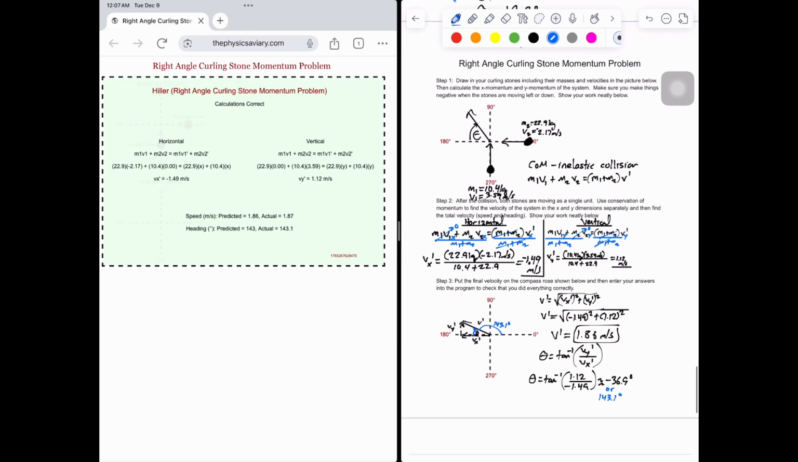So just note that a problem like number 10, it's an inelastic collision problem like we did before. The only difference is we have to apply inelastic collision properties in the horizontal and vertical direction. Ultimately, we'll use Pythagorean theorem to find the hypotenuse of the final velocity vector, and then we'll use the arctan formula to find the heading or the angle in which it goes.